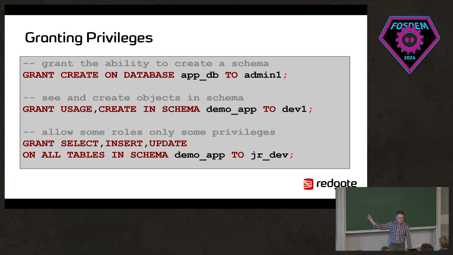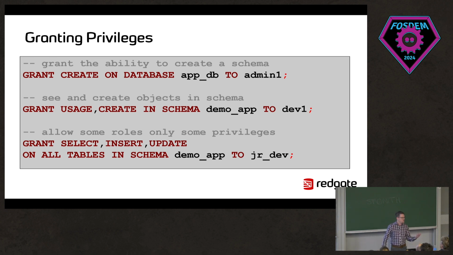And so there's a lot of good documentation, but you grant something to an object, to a role, and then you name a schema, whether it's public, whether it's all, could be all schemas, or specific schema. So in this case, we're simply granting create. So now this admin can create something. You know, they can use and create in the schema that I've created.